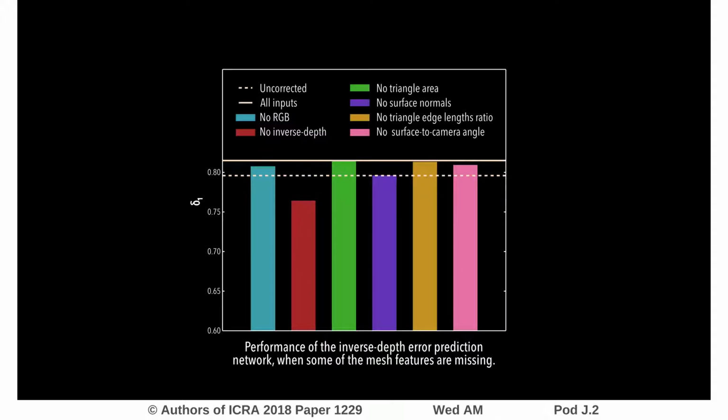We also see in this figure that surface normals and RGB images are also particularly important for the task of predicting reconstruction errors.